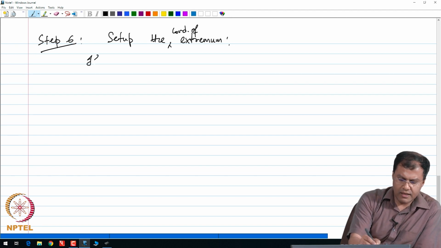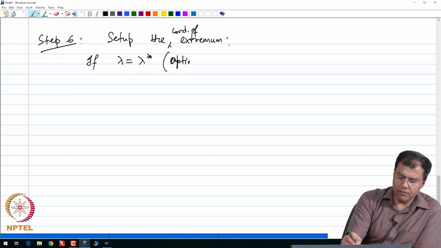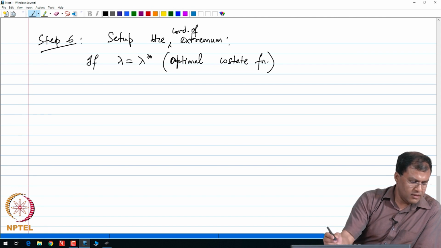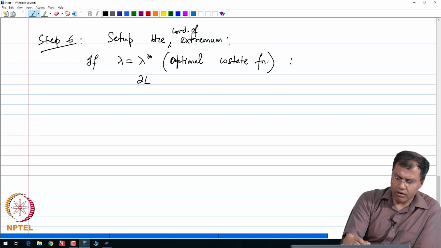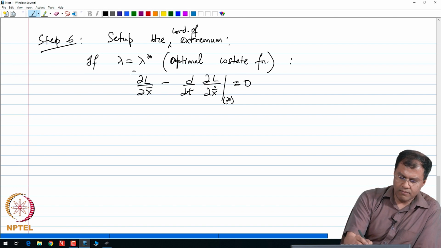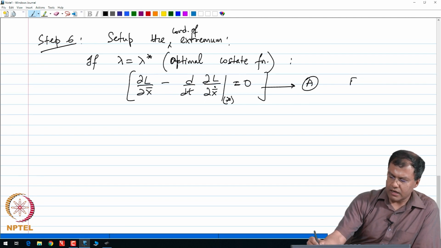So, what we have is the following. If I choose my lambda, the Lagrange multiplier, equal to lambda star, which is the optimal co-state function, then at optimal condition I see that first of all my Euler Lagrange equations are retrieved back: d/dt of partial L partial x dot at star condition is equal to 0, and let me call this relation A, again my Euler Lagrange equation.